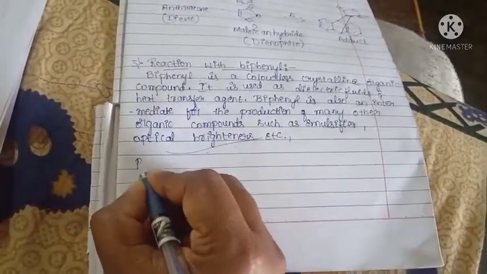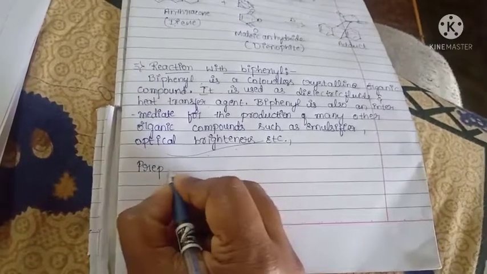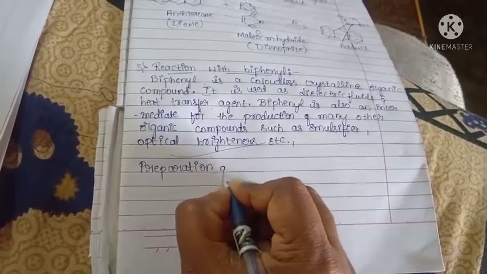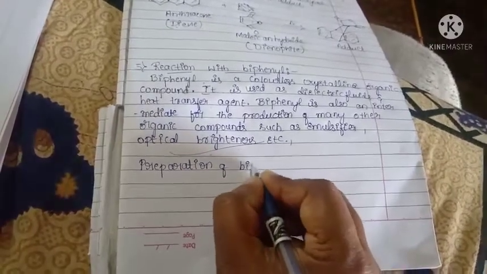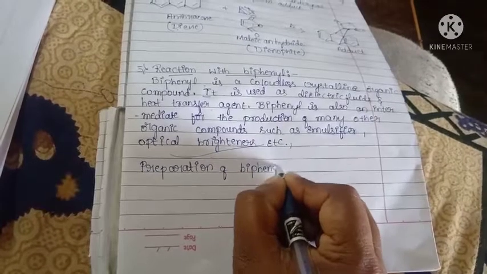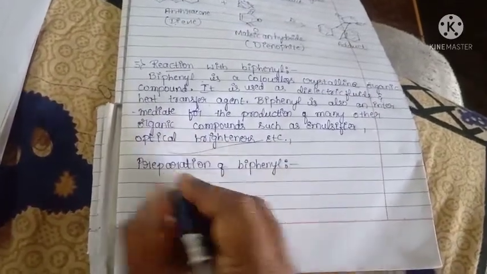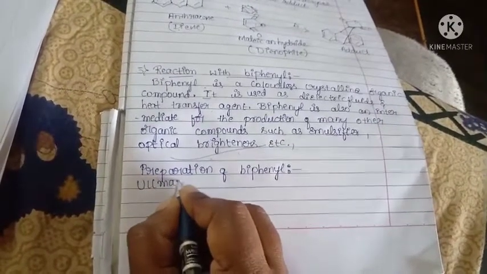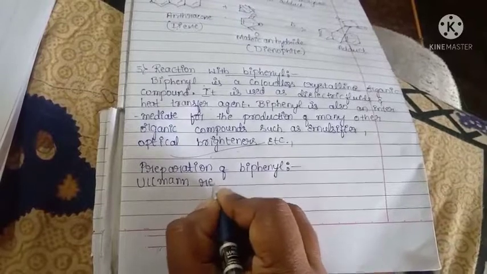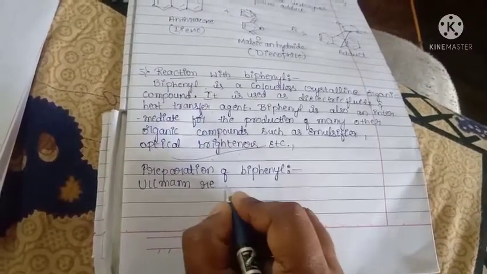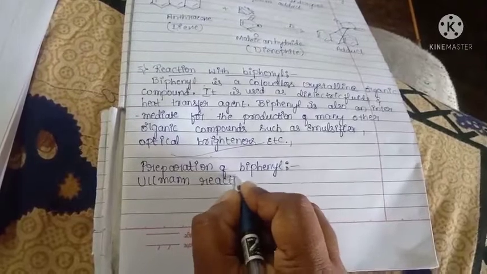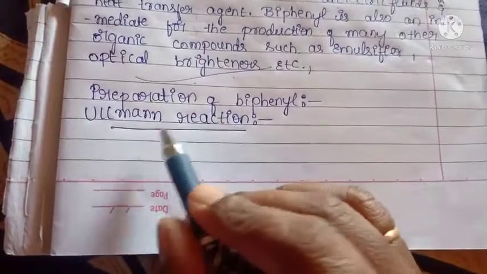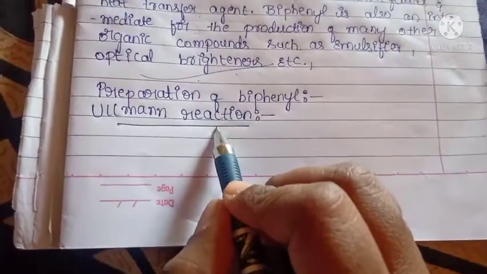Now the preparation of biphenyl by Ullmann reaction. How to prepare biphenyl is by Ullmann reaction. This is one of the preparations. Now we see how biphenyl is prepared by Ullmann reaction.